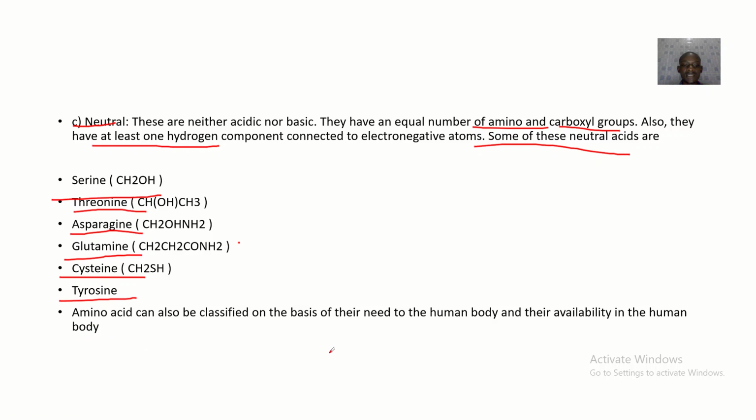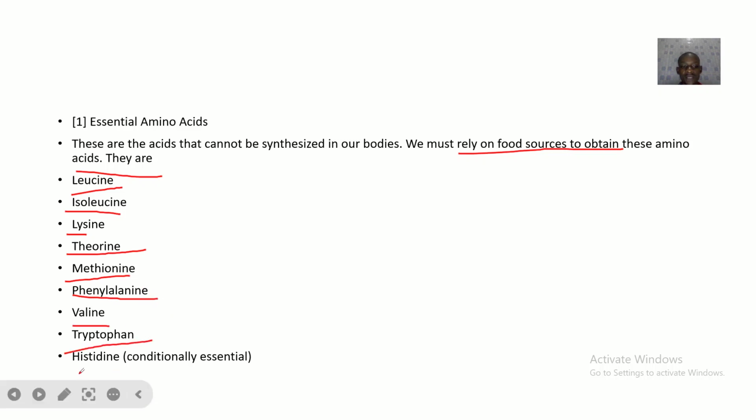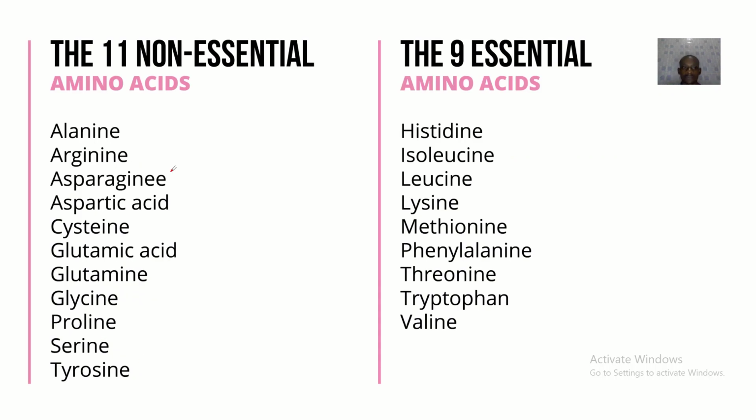So in here, we say that amino acid can also be classified on the basis of their need to the human body and their availability in the human body. Okay, those are two things. So essential amino acid are basically the amino acid that cannot be synthesized by the body. So we must rely on food to be able to get this amino acid. And this essential amino acid include what? Leucine, isoleucine, lysine, threonine, methionine, phenylalanine, valine, tryptophan, histidine. So this amino acid cannot be produced by the body, so we rely on the food we eat so that we can actually get this amino acid. So this is it, guys.